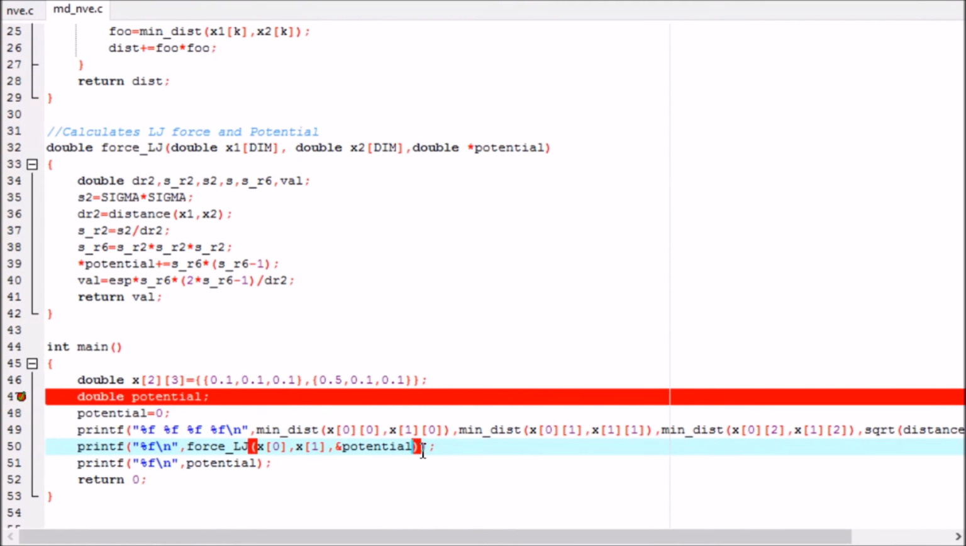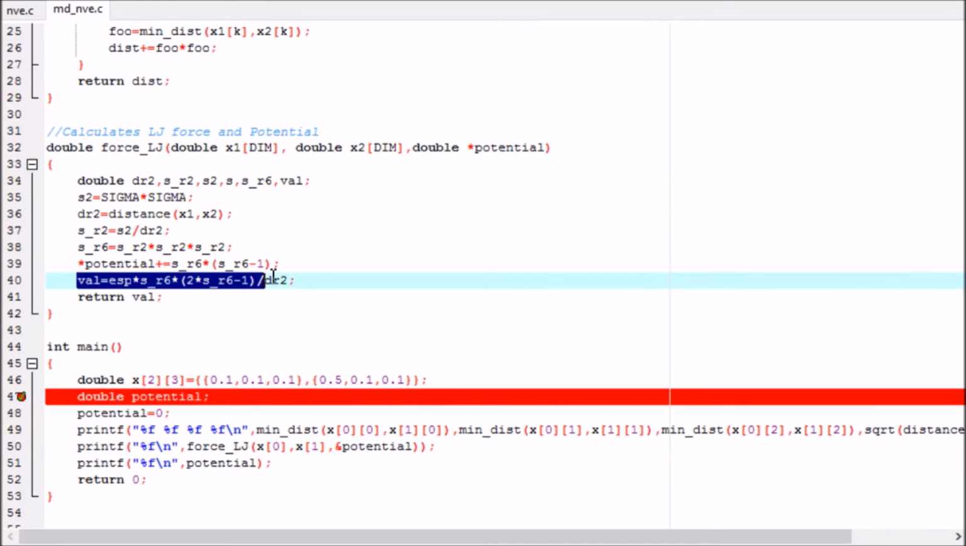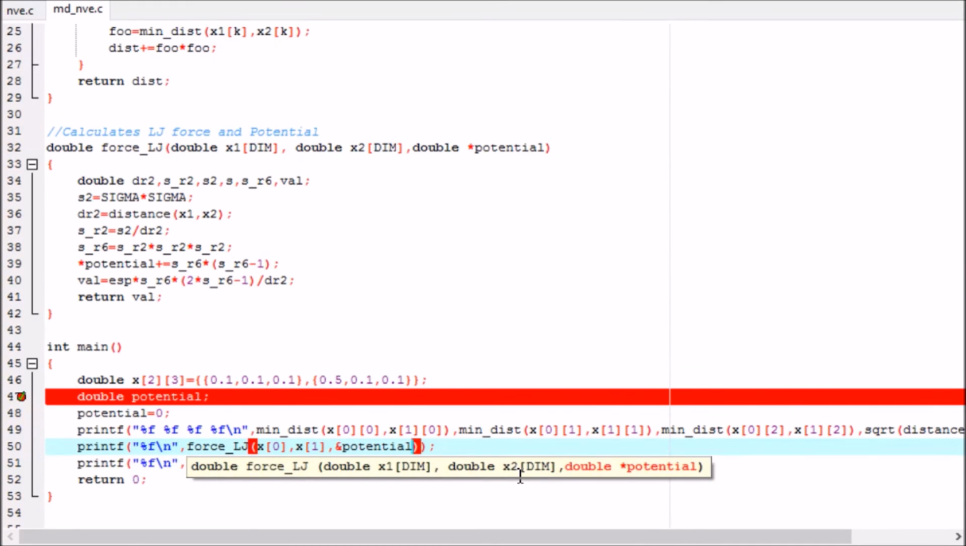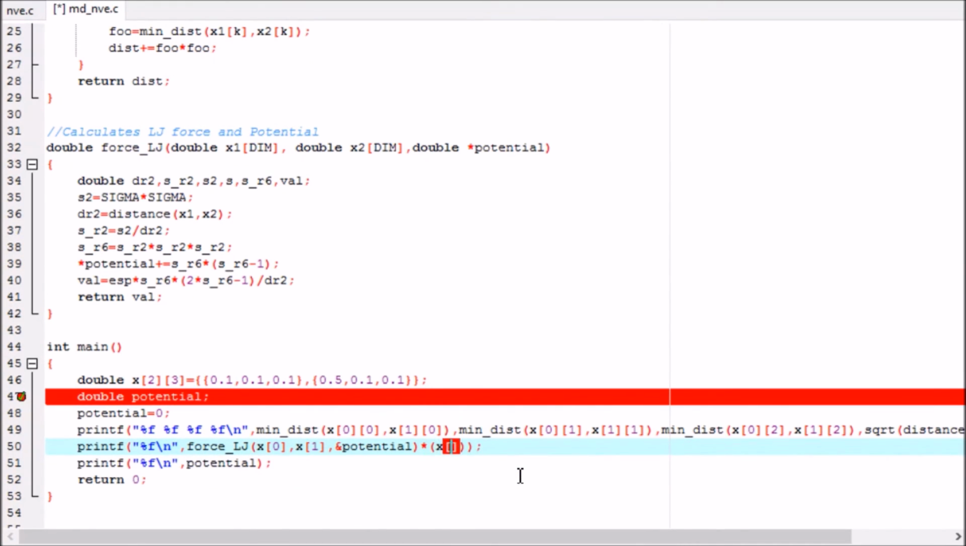To find the force, what we're getting from here is not just the force, we are getting a magnitude called val. So to this I have to multiply x0 of 0 minus x1 of 0. So this basically gives me the force in the x direction on particle index 0, that is particle x1. So yeah, now we should run it. Now this would give a perfect value.